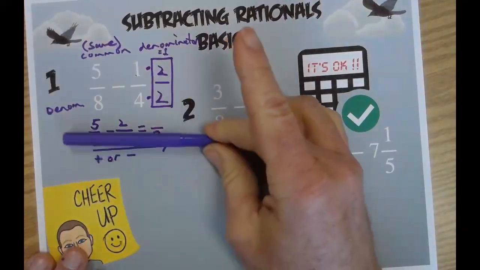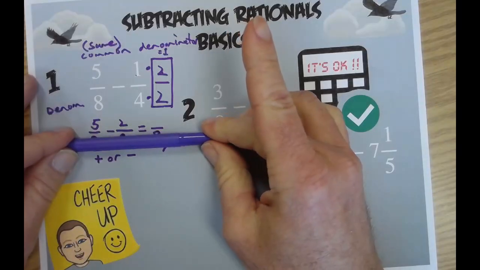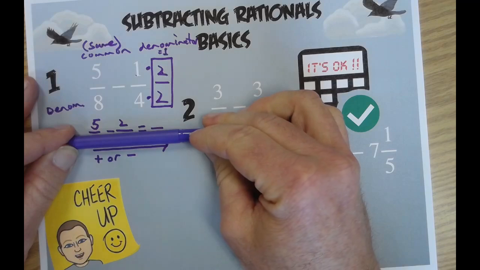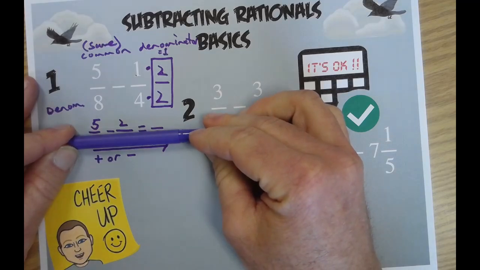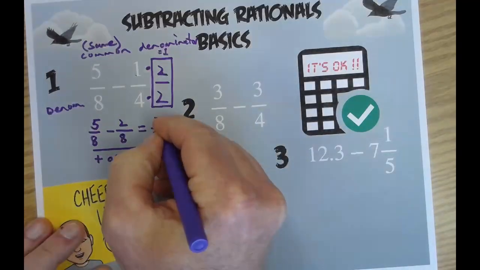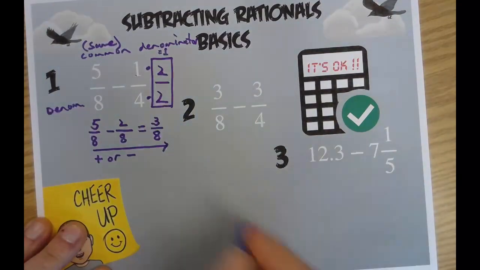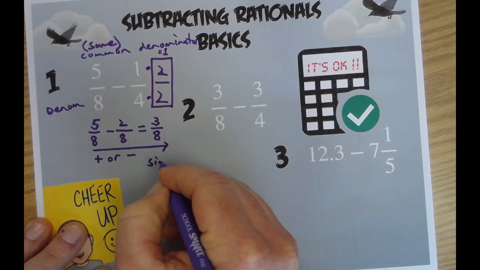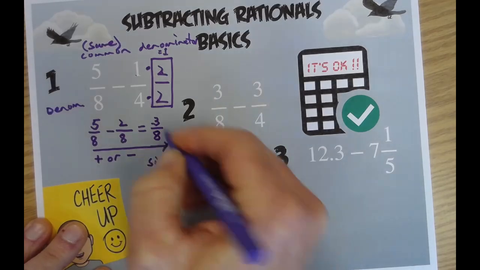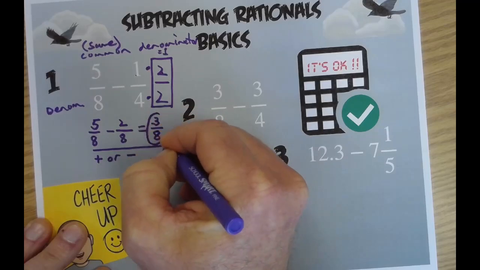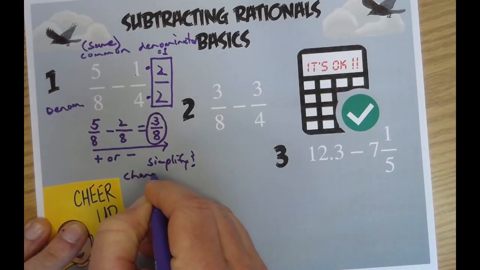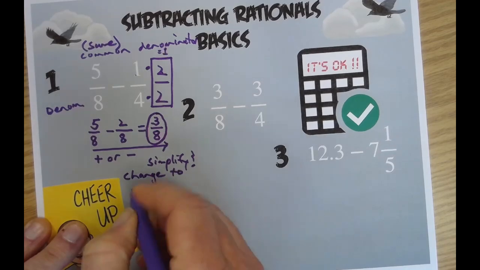And 5 minus 2, I know. The reason we get the common denominator, of course, is so we don't have to deal with fractions. We can just treat the numerators like integers. So 5 minus 2 is 3. Can we simplify that anymore? No, we cannot. So that one is done. Can we change it to a decimal? Of course.